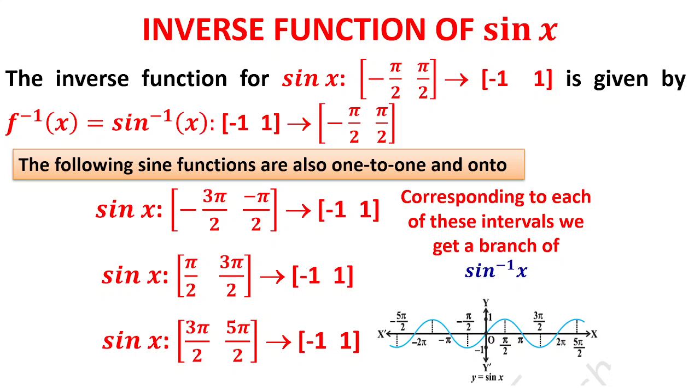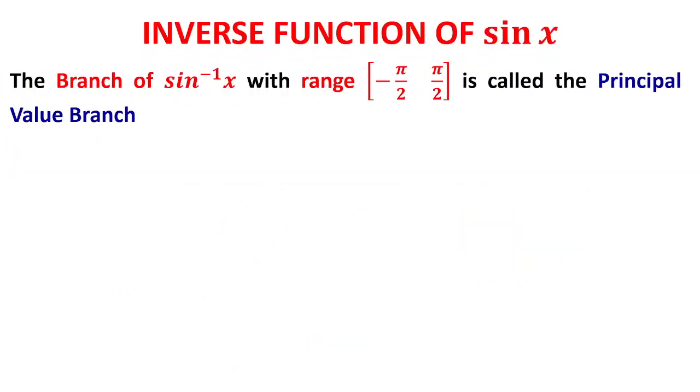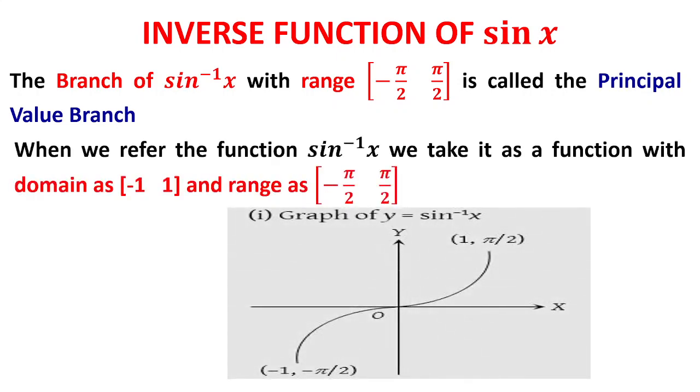We are just showing it on the figure now. For every interval, we will have a branch. What we are going to do now is take the branch of sin inverse x with the range minus pi by 2 to pi by 2, which is called the principal value branch. We are taking only that minus pi by 2 to pi by 2 range as the branch which we want. When we refer to the function sin inverse x, we take it as a function with the domain -1 to 1 and range minus pi by 2 to pi by 2.